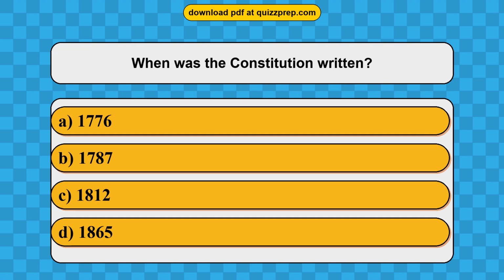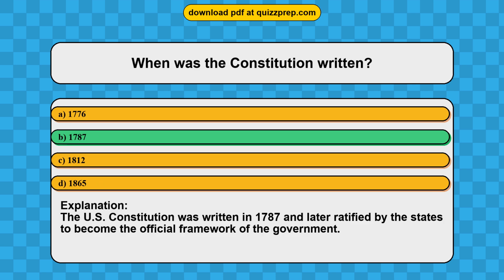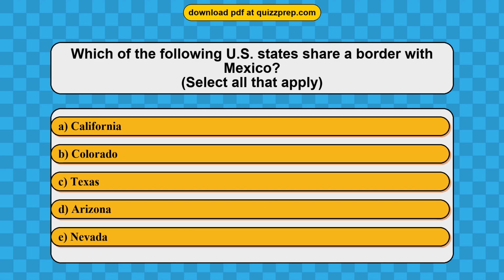Question 84. When was the Constitution written? Option A. 1776. Option B. 1787. Option C. 1812. Option D. 1865. The correct answer is option B, 1787. The U.S. Constitution was written in 1787 and later ratified by the states to become the official framework of the government.